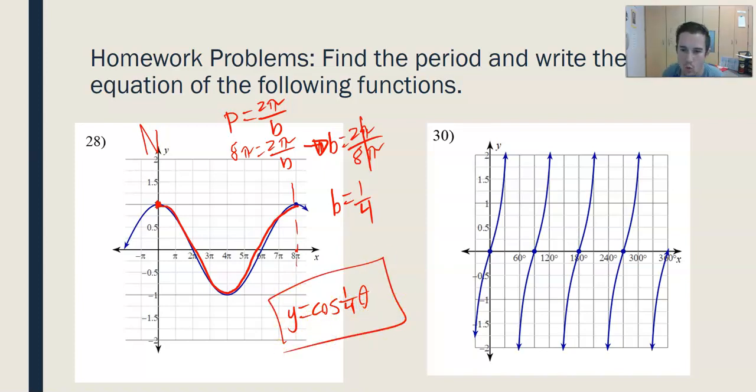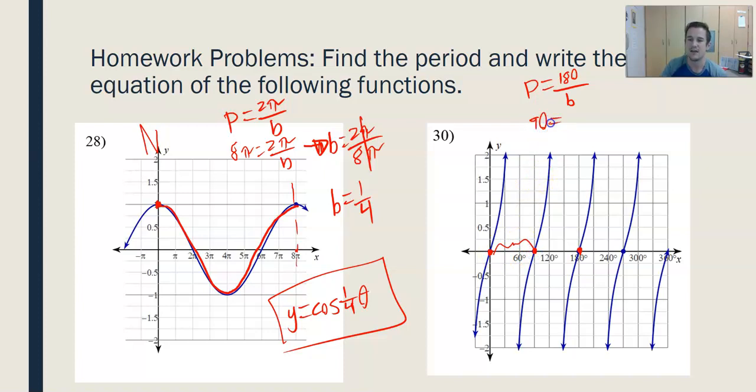Okay, what about my tangent function? I know this is a tangent function because this is a pretty unique one. My period of a tangent function here is all in degrees, so my period is going to be 180 degrees over b. So how often does this graph repeat itself? Well, I go from 0 to 90 to 180, etc. So my period is 90 degrees. That's how long it takes to repeat itself.